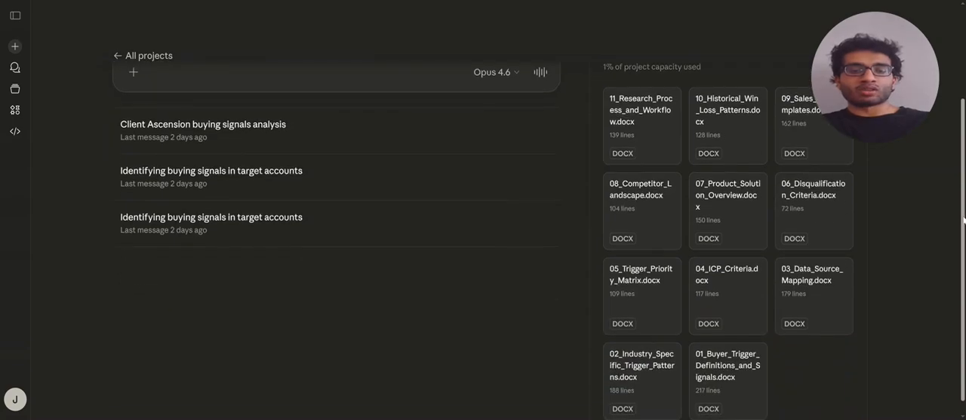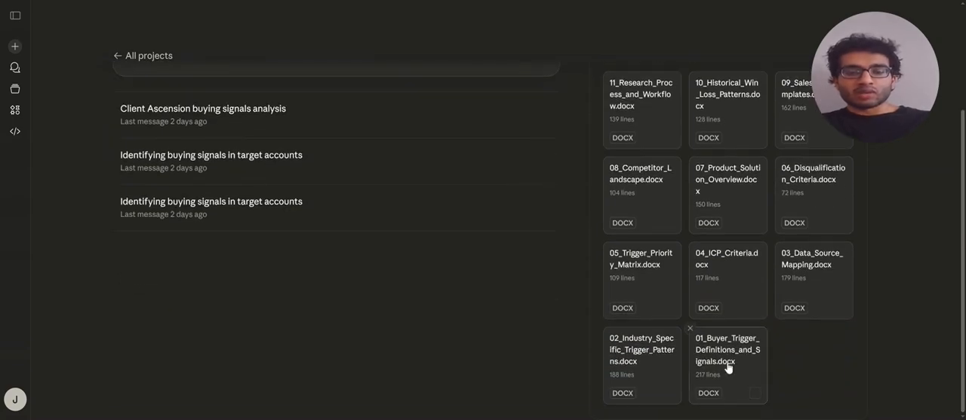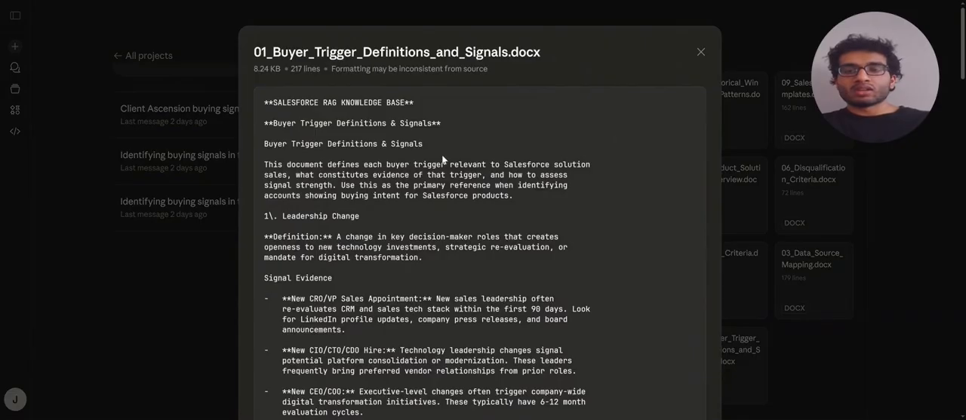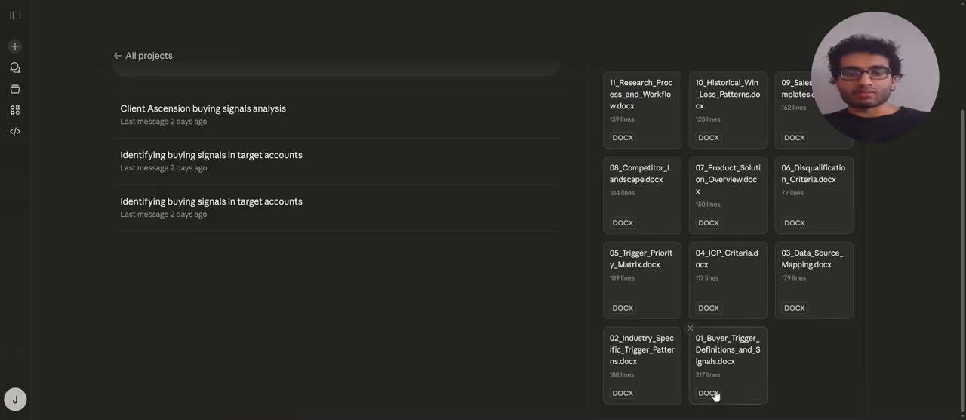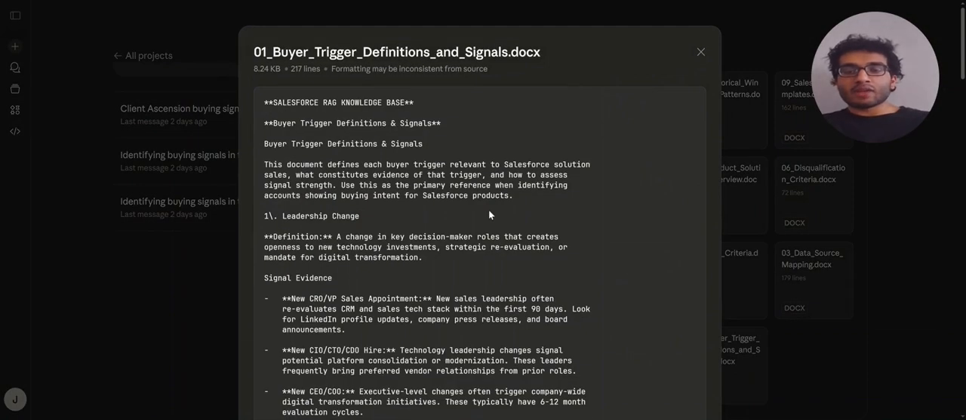So I'm going to walk you through some of these documents here. The first and most important is that you have to have a buyer trigger. What sort of signals are you looking for? For example, we need leadership change.